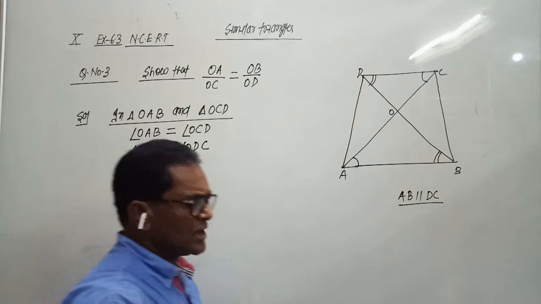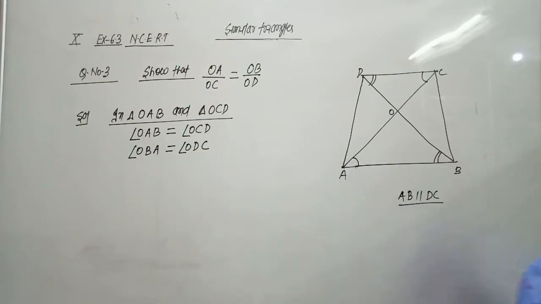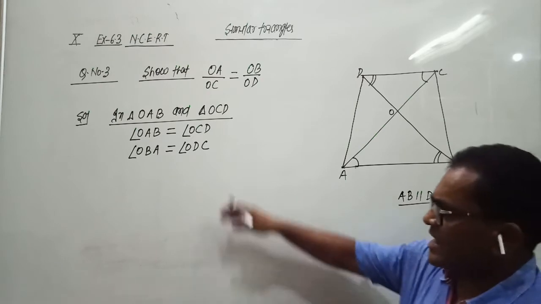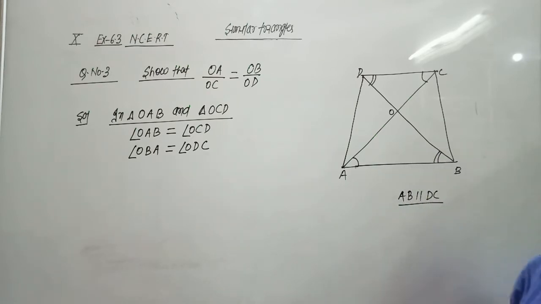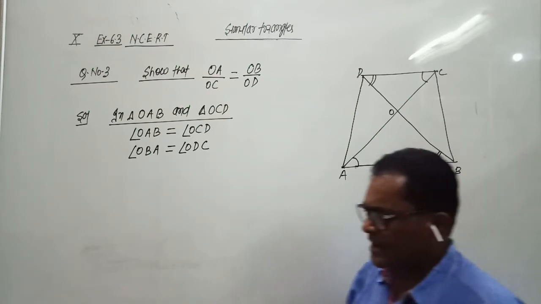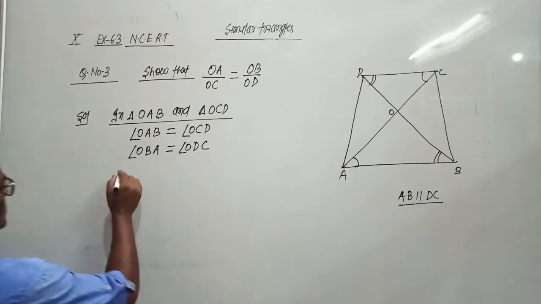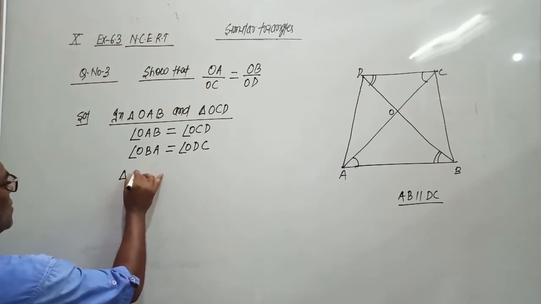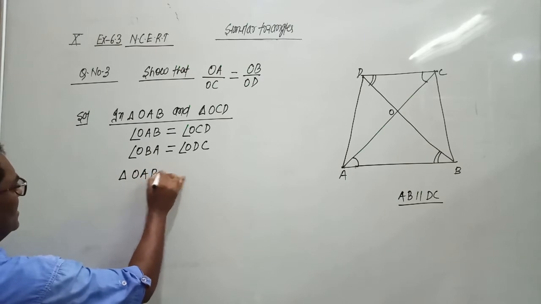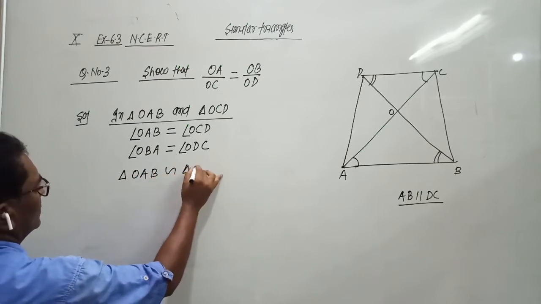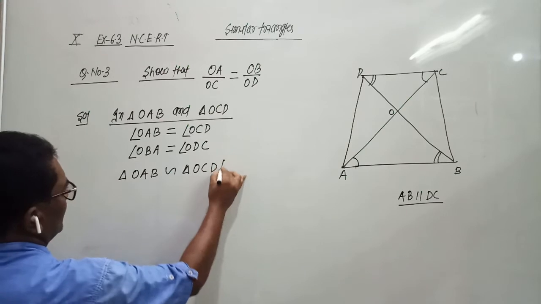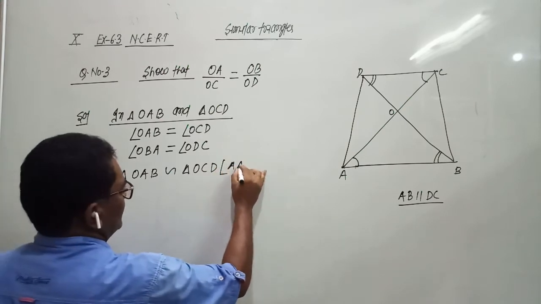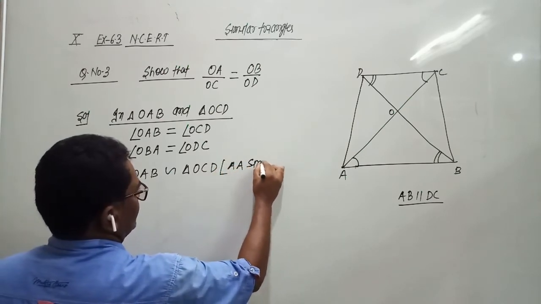And if in two triangles two angles are equal, then the third angle must be equal. By AA similarity criterion, these two triangles become similar. So we can write that triangle OAB is similar to triangle OCD by AA similarity criterion.